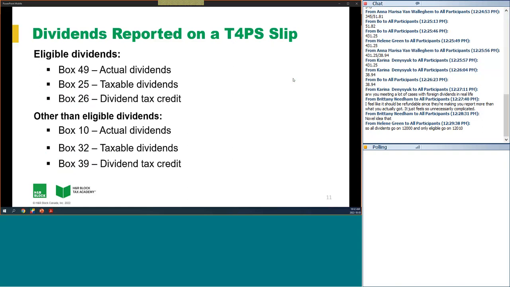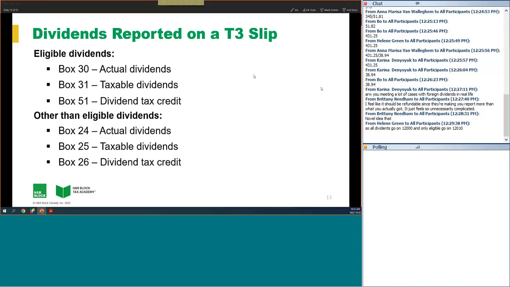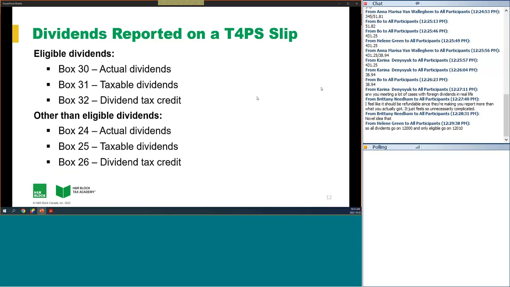Good. Oh, I skipped one and I didn't want to. We have dividends. You could find dividends on a T4PS slip, which is a profit sharing slip. If they're there, you're going to have 6 boxes again, box 30, 31, and 32 for eligible, box 24, 25, 26 for other than eligible. Again, you don't need the actual amount. You just need the taxable and dividend credit. Put it on the worksheet first. When the worksheet is finished, put it on the tax return. Easy. Don't memorize the box numbers because I'm going to change them on the next slip.